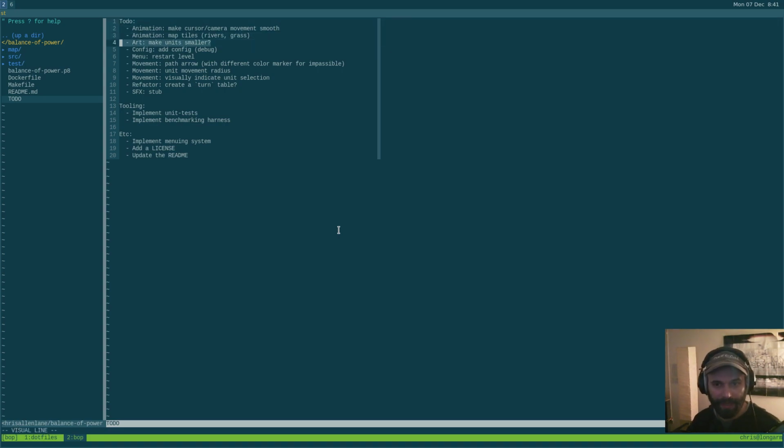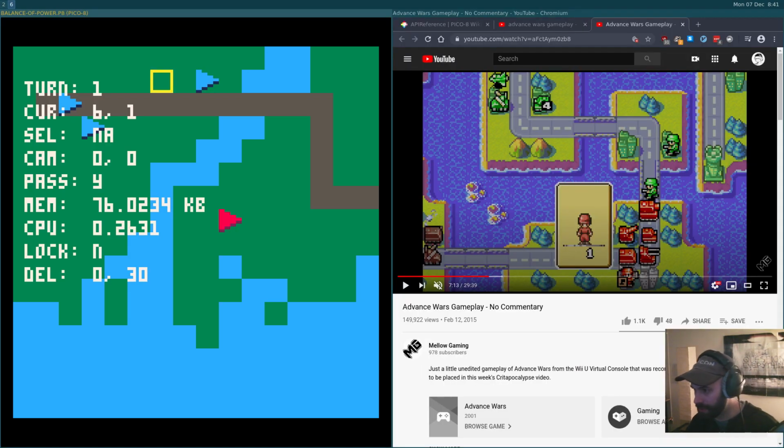This is a detail, but one thing I noticed is if you look at Advance Wars, the units are smaller than the squares they inhabit. Like if you look at this tank.